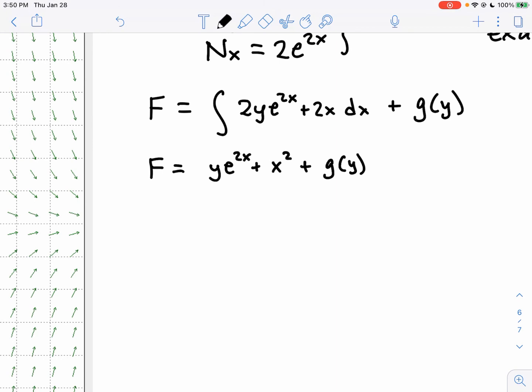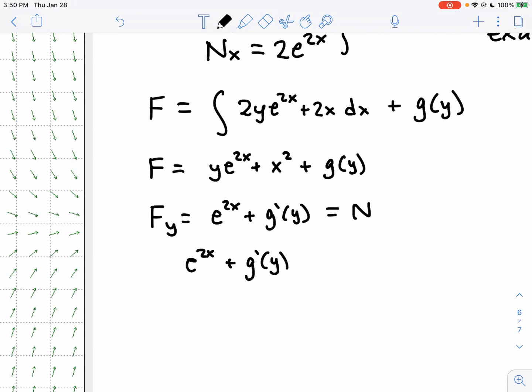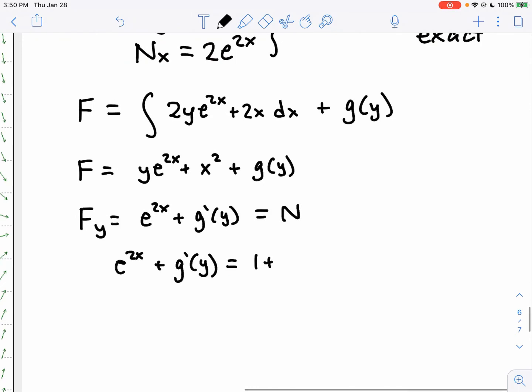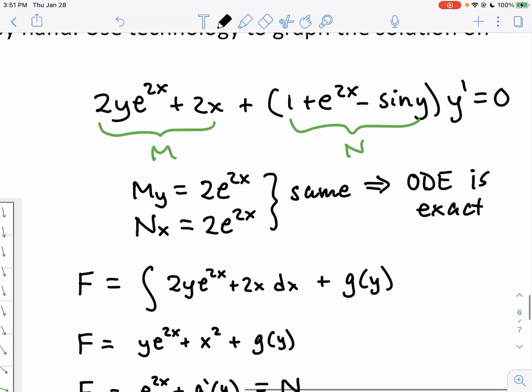Okay, so we antidifferentiated M with respect to x. Now I want to differentiate this with respect to y, and then set that equal to N. So differentiate with respect to y. The derivative of y e to the 2x will just be e to the 2x. The derivative of x squared will go away to 0, because we're differentiating now with respect to y. And the derivative of g of y will be g prime of y. Now we want to set this equal to the N function. So we have e to the 2x plus g prime of y is equal to, and then go up here and copy N. It's 1 plus e to the 2x minus sine y.